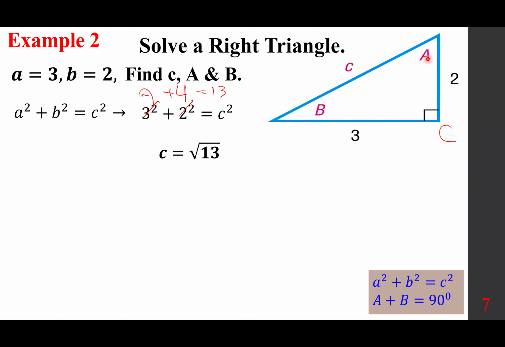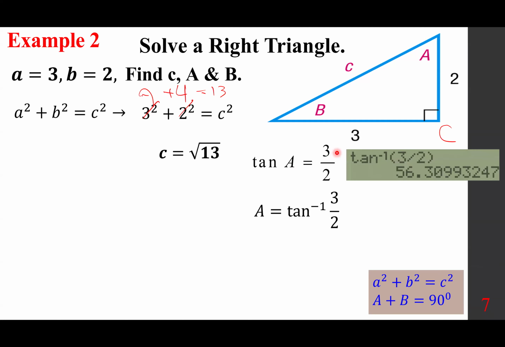So for example, tan of A is the opposite 3 over the adjacent 2. Or you can say tan of B is 2/3. That's fine. So what is A? Tan inverse of 3 halves. And use a calculator. Tan inverse of 3 halves. And let's say we're going to go with 1 decimal. Normally they tell you 1 is good, 56.3 degrees.